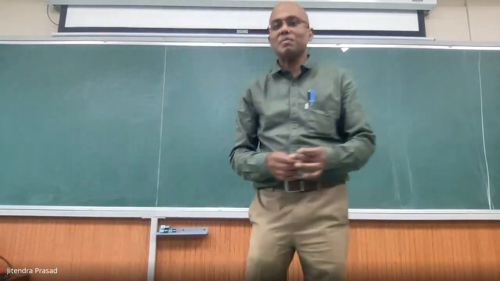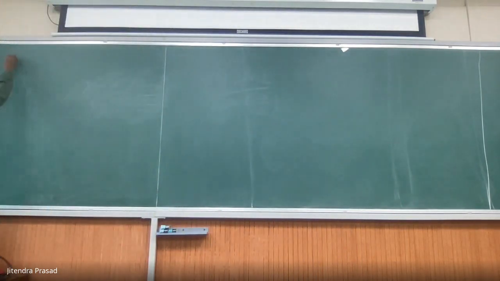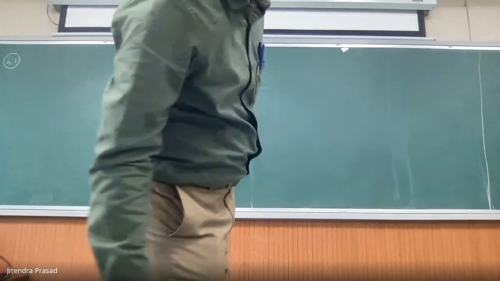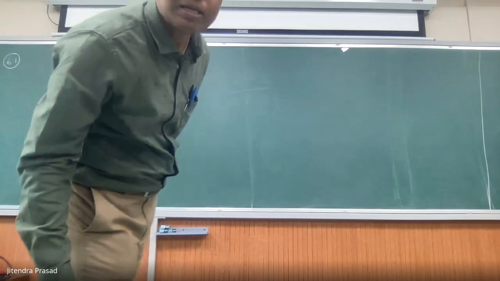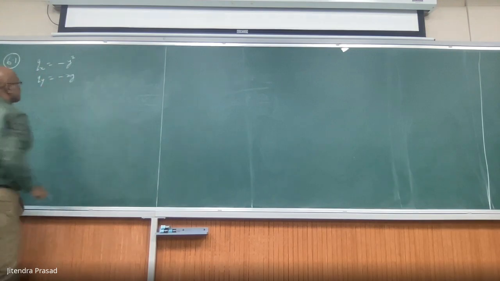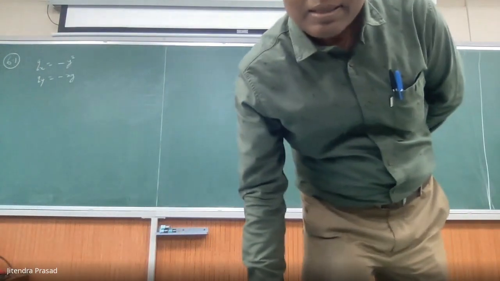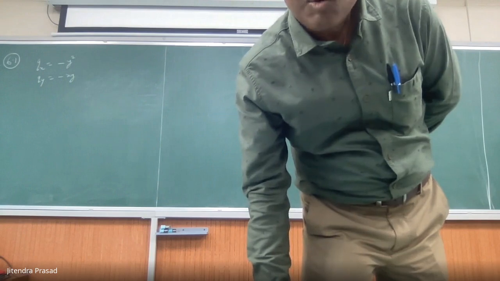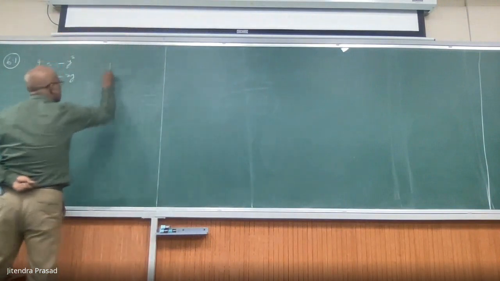Okay, so we will start with problem number 6.1. What it is talking about is that Qx and Qy are given: Qx equal to minus y square and Qy equal to minus 2xy. So these things are given, on the domain shown in figure 6.2.